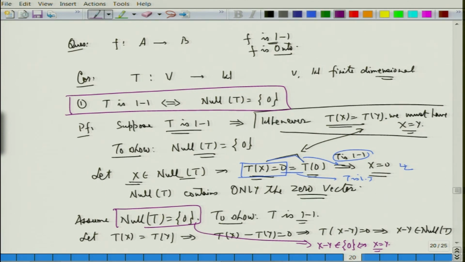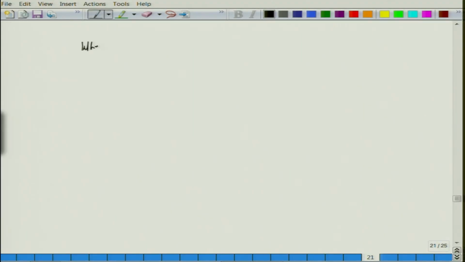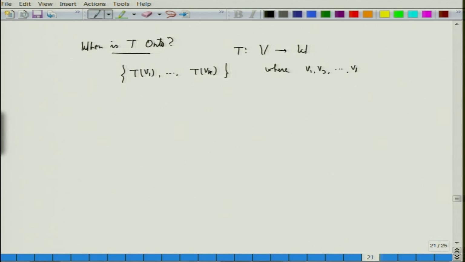Fine. The next thing we would like to look at is what happens to onto. When can I say T is onto? So, I have T from V to W. Fine. What we know is that I need to look at T of V1 till T of Vk, where V1, V2, Vk is a basis of V. So, if I have a basis here, I have to look at this.